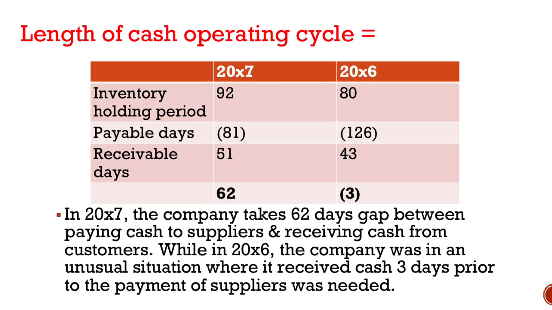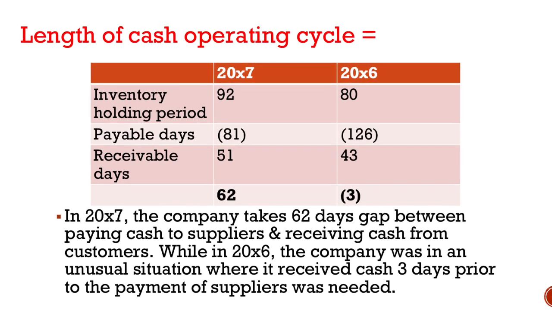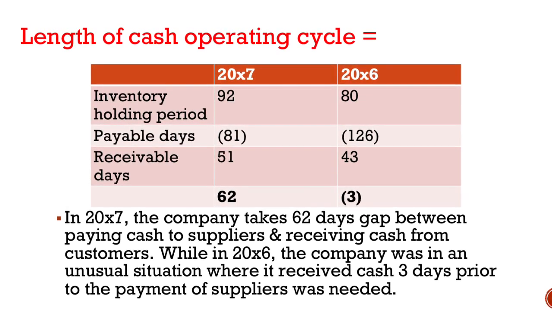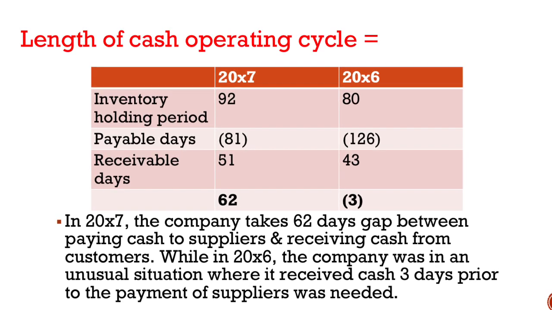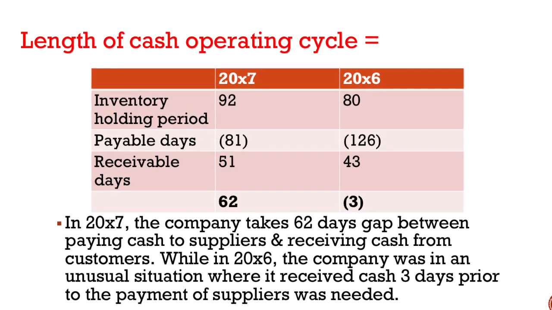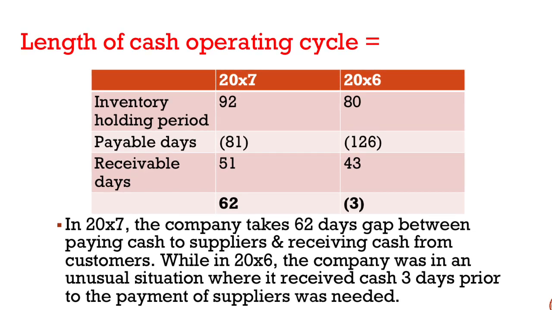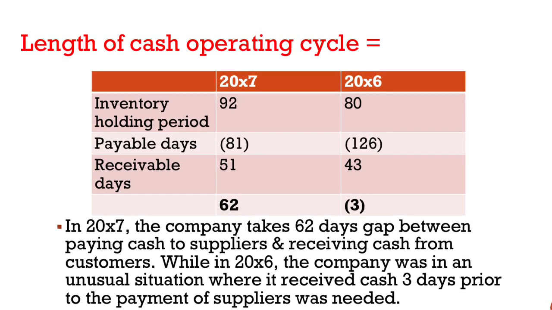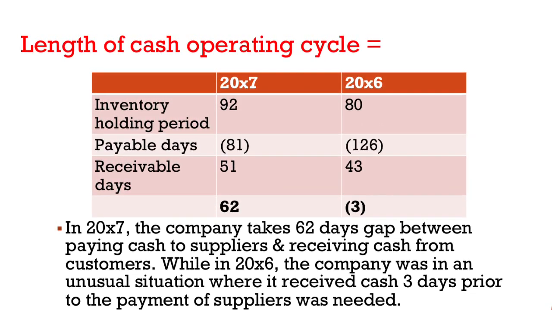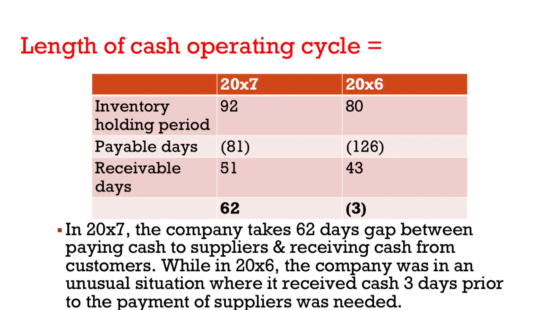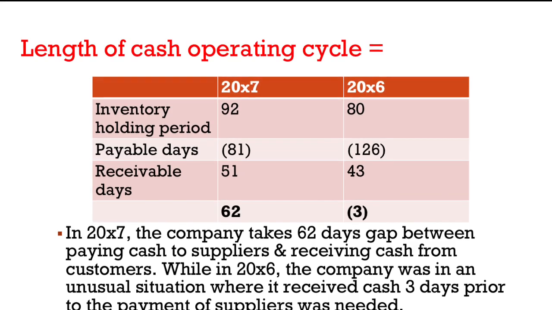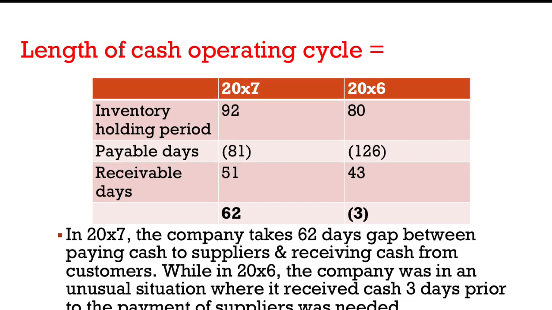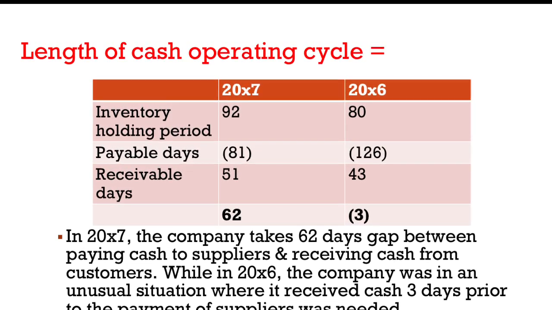So we have found all the three. Now we will calculate inventory days minus payable days plus receivable days. You'll get length of cash operating cycle. For 2006 it is -3. That is an unusual situation. That means you receive the cash 3 days prior to the payment for the supplier, and for 2007 you get 62 days. That is unusual.